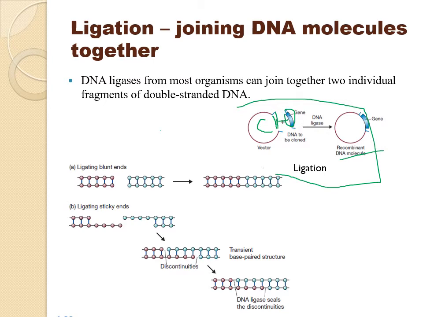Also, here we can see ligating blunt ends and ligating sticky ends. As I told you, blunt ends are not that easy, but obviously these also get joined after all. But in fact, sticky ends are easier to join. So you can see the joining of blunt ends here, and the ligation of sticky ends here.